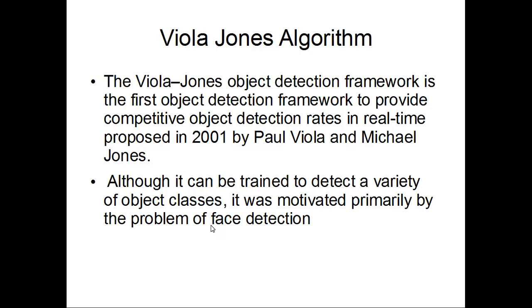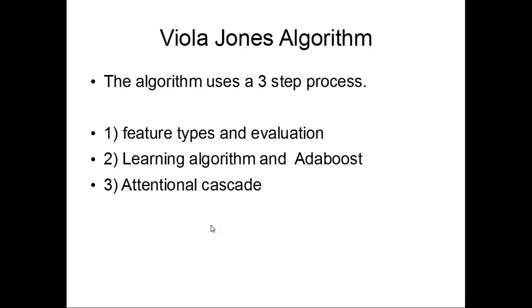The Viola-Jones object detection framework is the first object detection framework to provide competitive object detection rates in real time, and it was proposed in 2001 by Paul Viola and Michael Jones. Although it can be trained to detect a variety of object classes, it was motivated primarily by the problem of face detection.